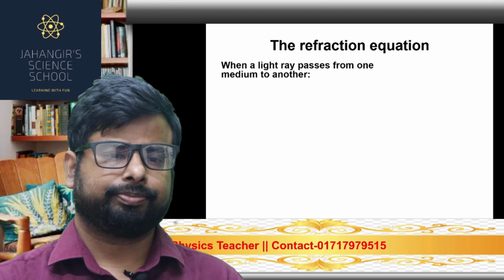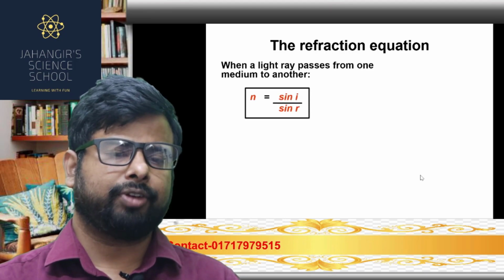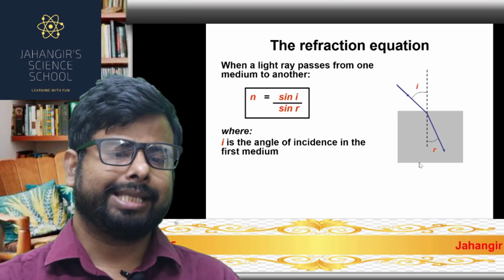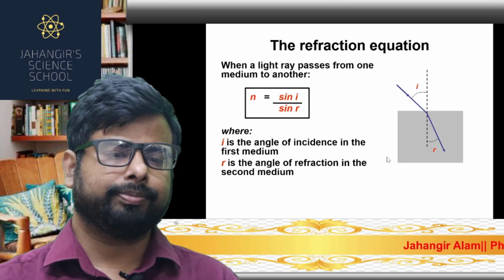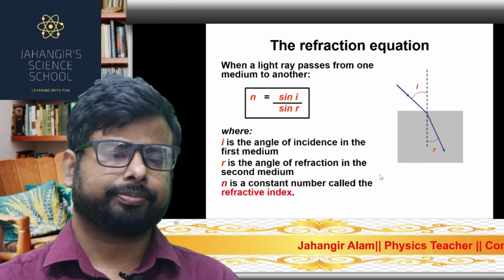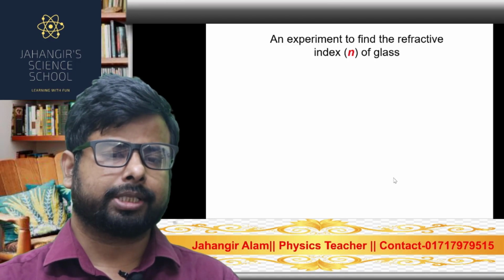Refraction equation. When a light ray passes from one medium to another medium, then refractive index eta equals sin i by sin r, where i is the angle of incidence in the first medium and r is the angle of refraction in the second medium. Eta is the constant number called refractive index.